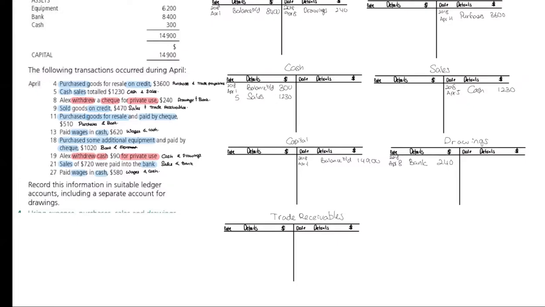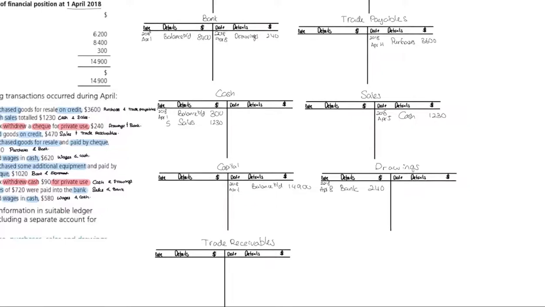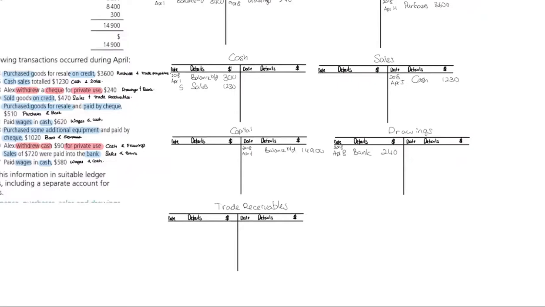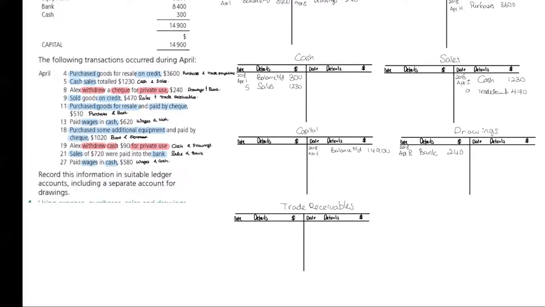So when we open our trade receivables account and our sales account, if you're not really sure where to put the debit or credit, just think of your sales account. It is always on the credit side. So let's just put the amount that we know on the credit side for sales, 470. Where does it go? Trade receivable, which is on the 9th. So since we credited that side, this side 100%, it is on the debit side.